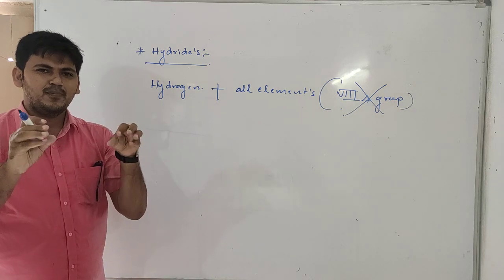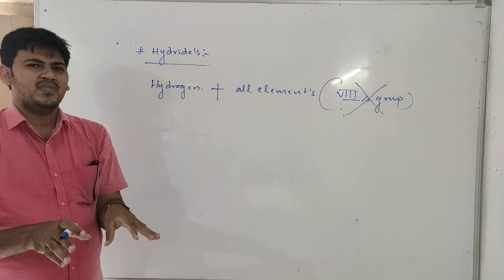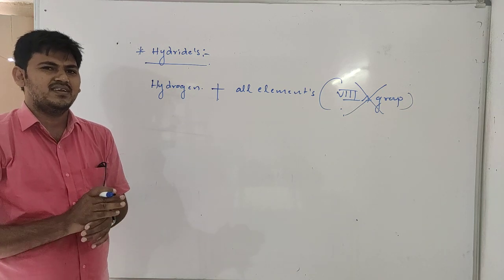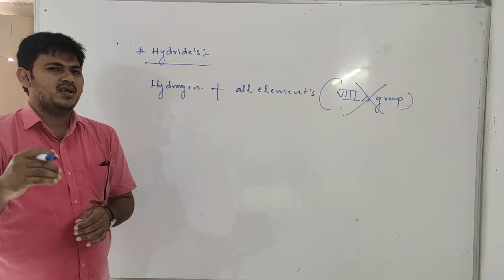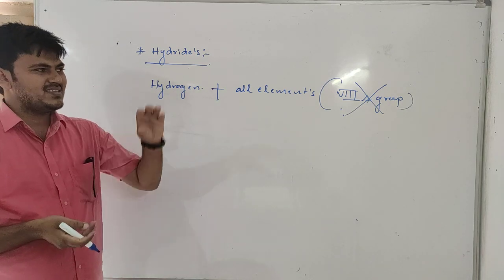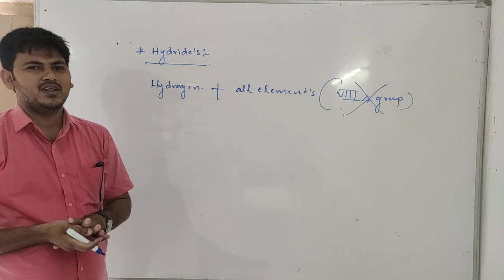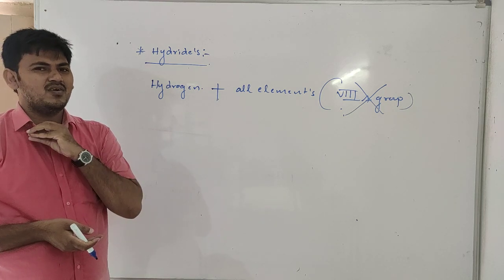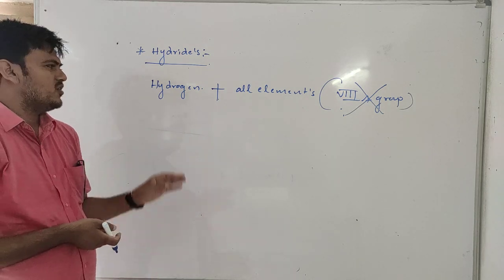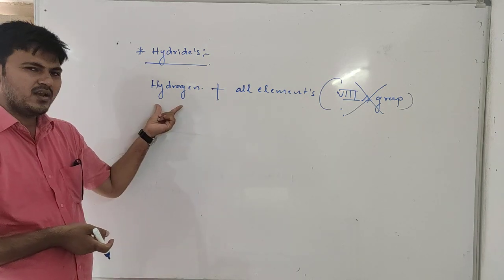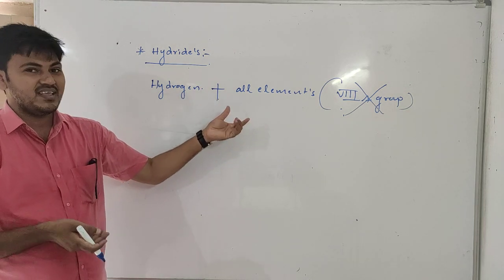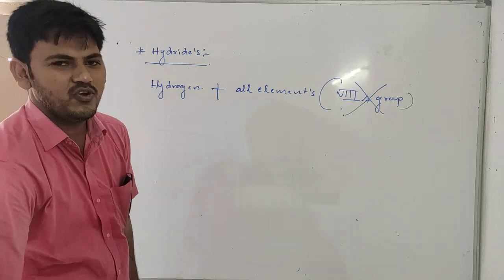So finally, what is meant by hydrides? Very simple definition. Hydrogen combines with almost all elements except zero group elements, that is helium, neon, argon, krypton, xenon, and radon, to form hydrides. That means hydrogen does not react with zero group elements. So finally, hydrides means hydrogen combines with almost all elements except zero group elements to form hydrides.